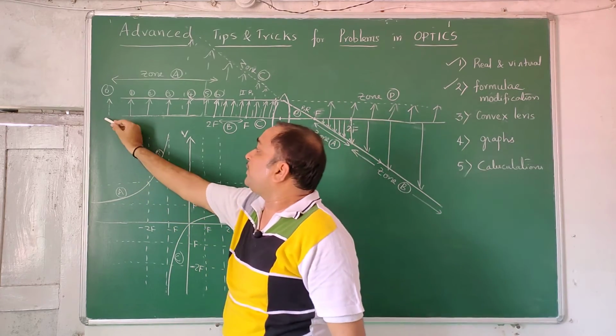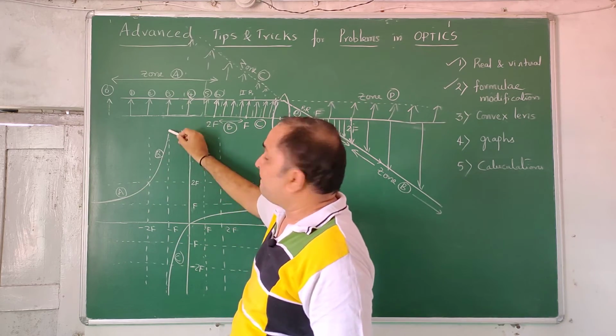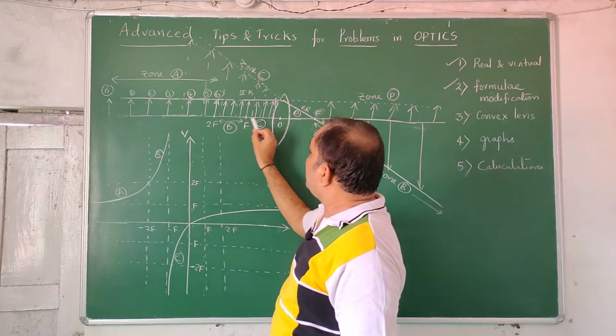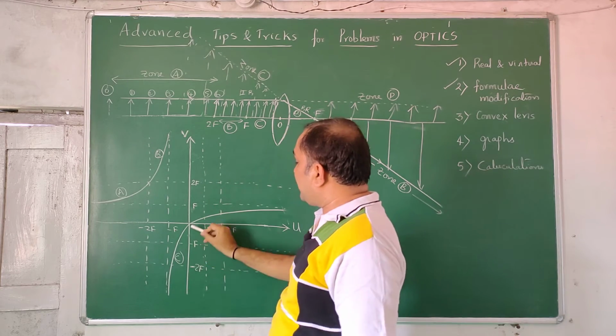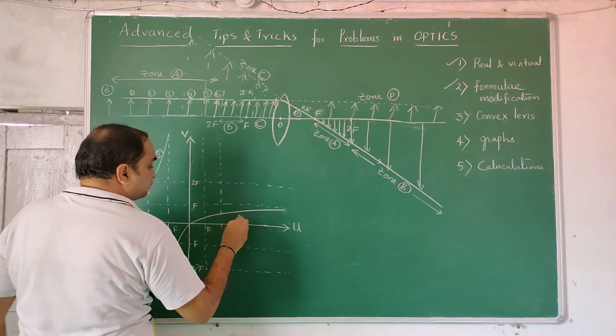So we have zone infinity to 2f is zone A, 2f to f is zone B, f to optic center is zone C, and optic center to plus infinity is zone D for this.